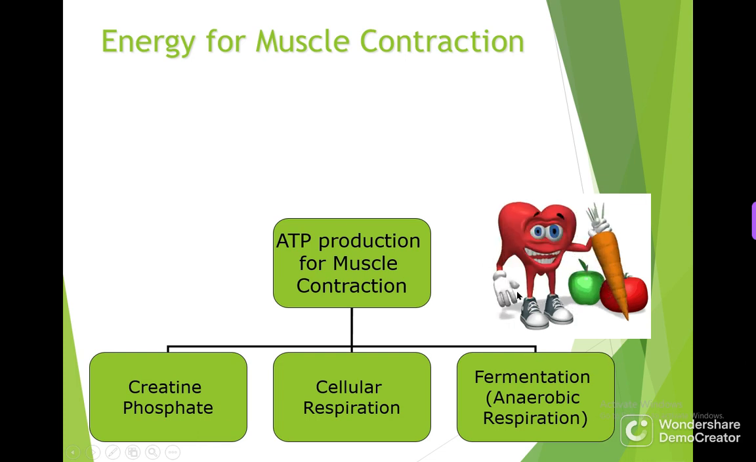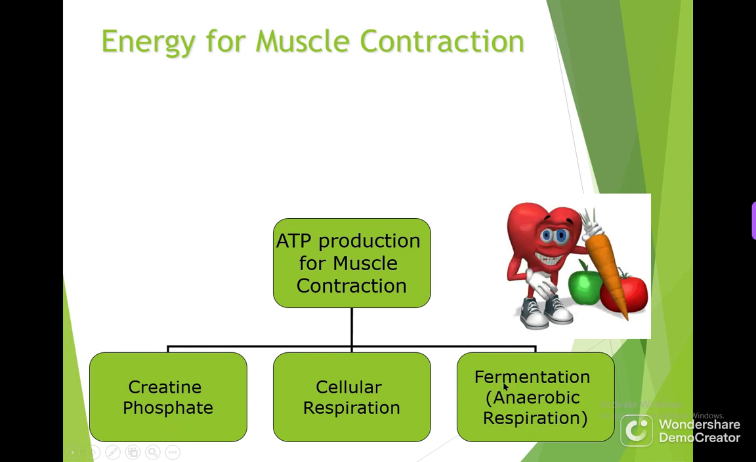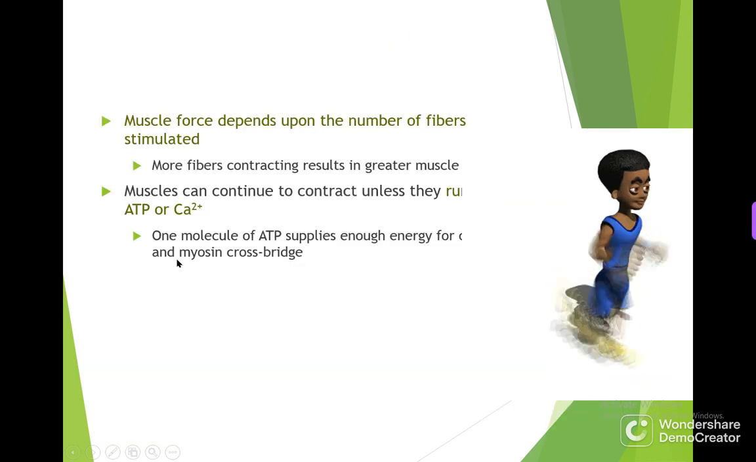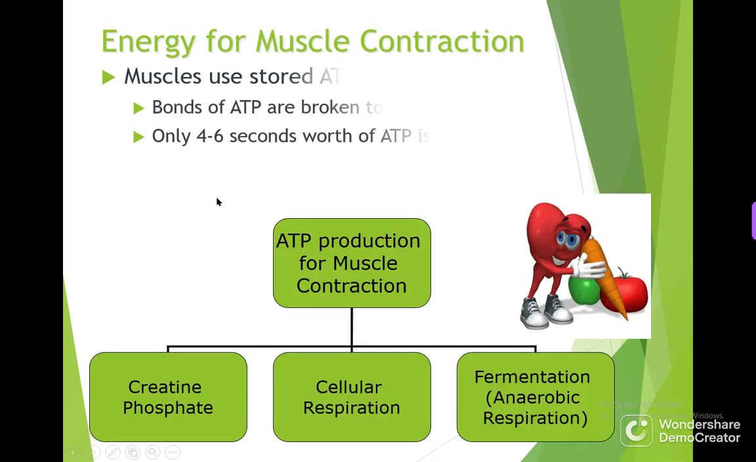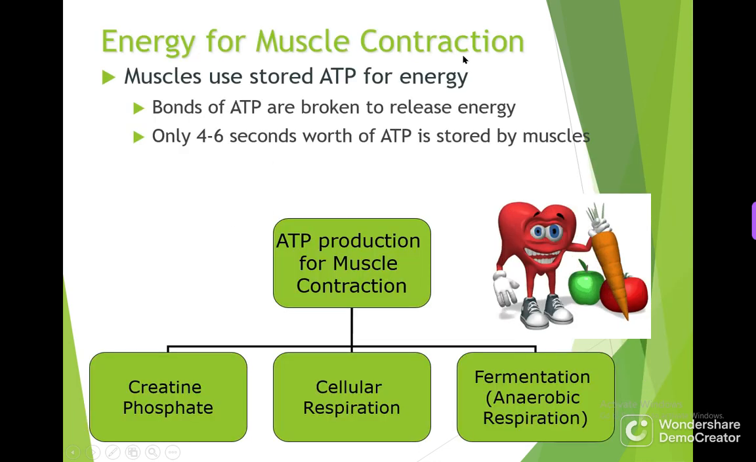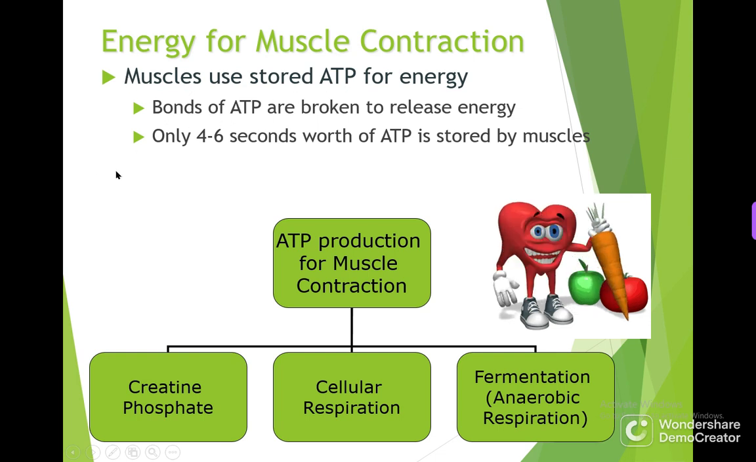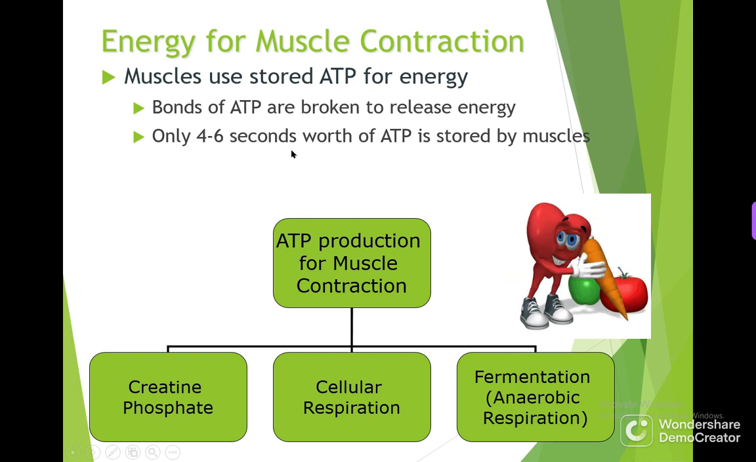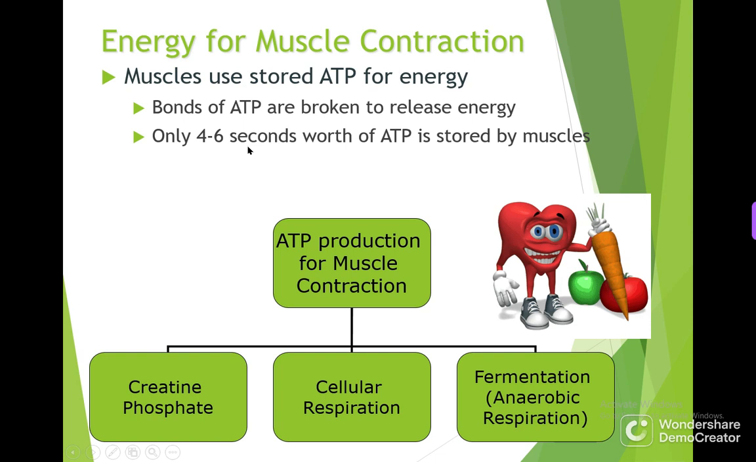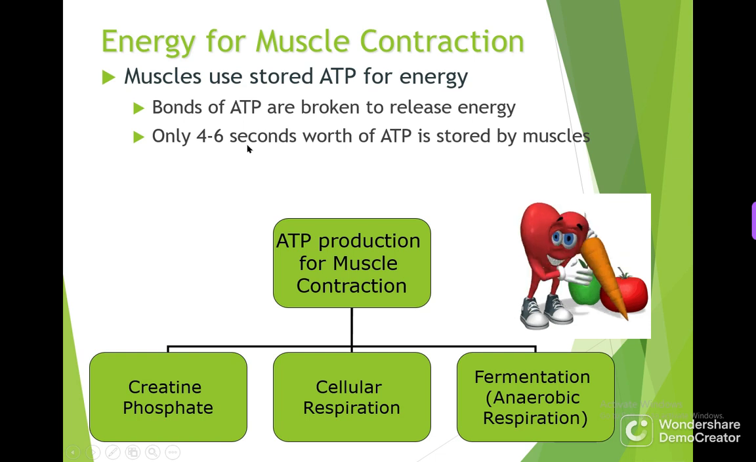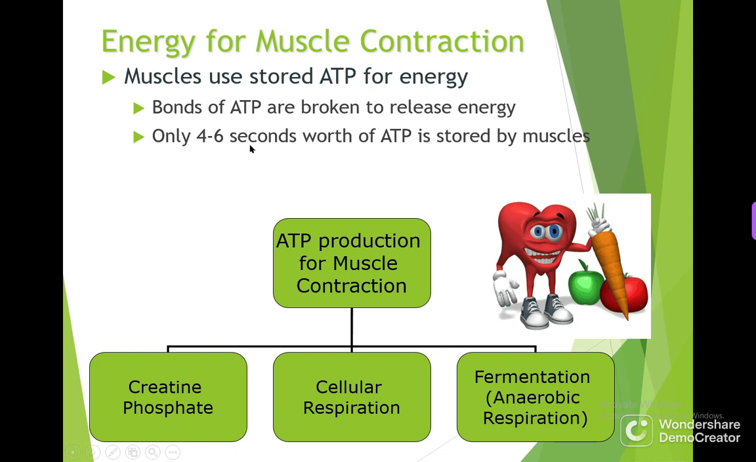So these are the important points regarding the ATP. Why is ATP needed for the muscle contraction? Because the contraction depends upon creatine phosphate, cellular respiration, or if there is no oxygen, then fermentation. The muscle force depends upon the number of the fibers stimulated. So this is the energy for the muscle contraction. Muscles store ATP for the energy. Bonds of the ATP are broken to release energy, and only 4 to 6 seconds worth of ATP is stored by the muscles.